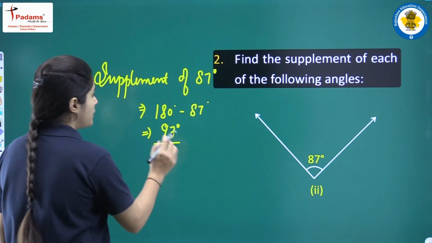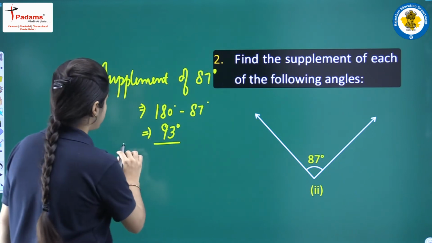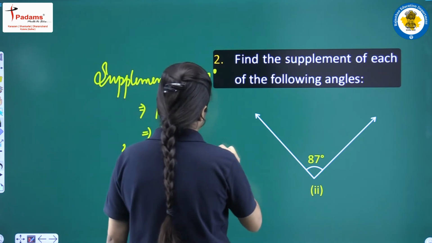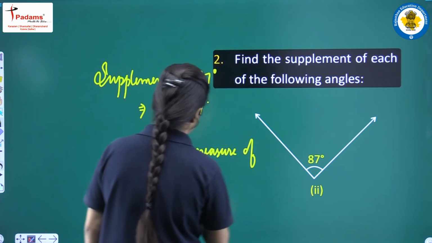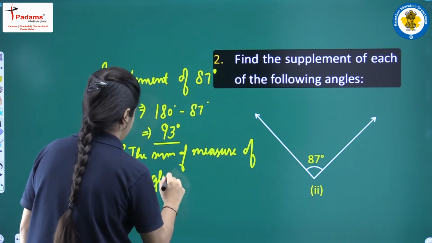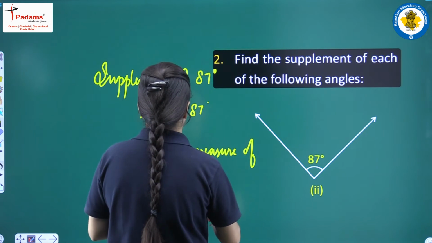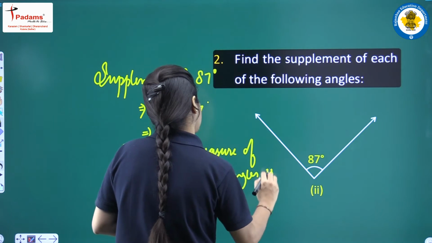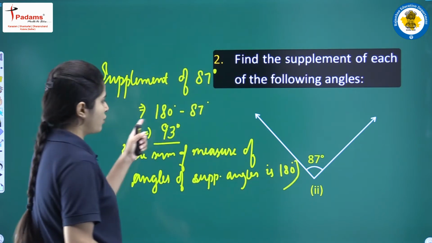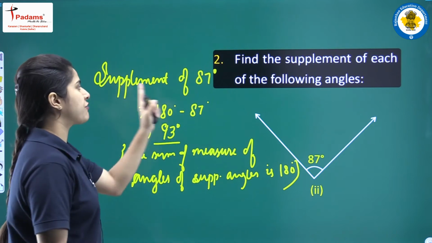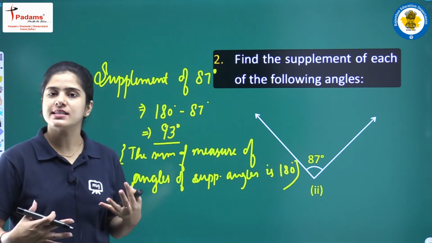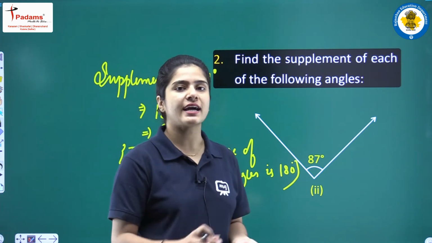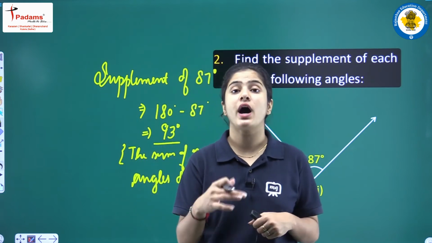Okay, and you need to write one more thing also: the sum of the measures of supplementary angles is 180 degree, to prove this step. So the supplement of 87 degree is equal to 180 degree minus 87 degree, that is equal to 93 degree. And you will write that the sum of the supplementary angles is 180 degree.